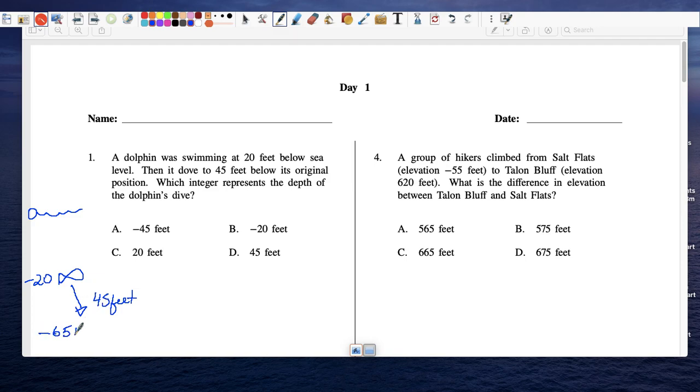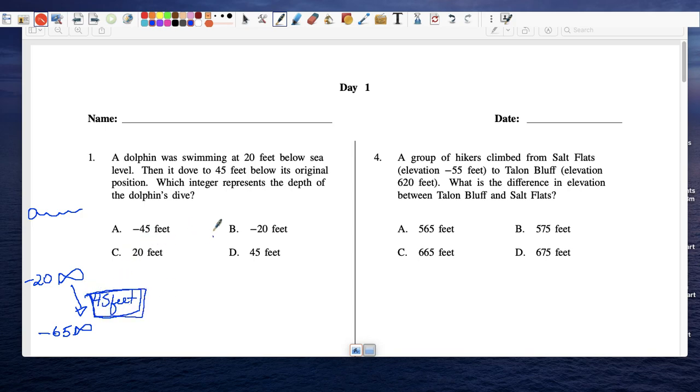So that is the dolphin's new position, but that's not what the question is asking. The question is asking, how do we represent this using an integer, right? What integer represents the depth of the dolphin's dive? So he went further, deeper into the ocean. How do we represent this, the distance that he dove, as an integer?